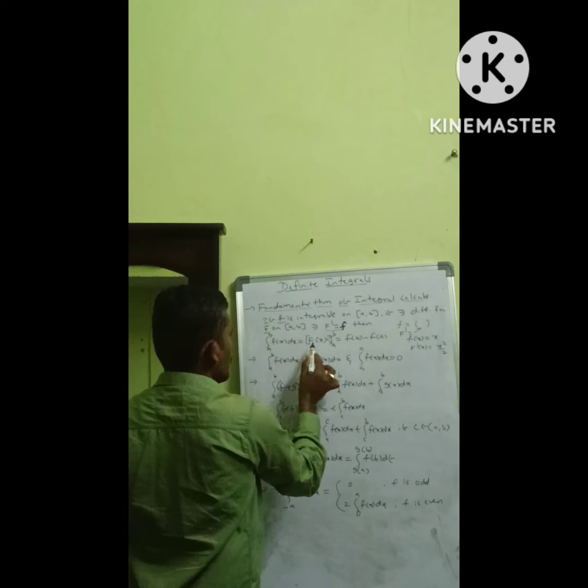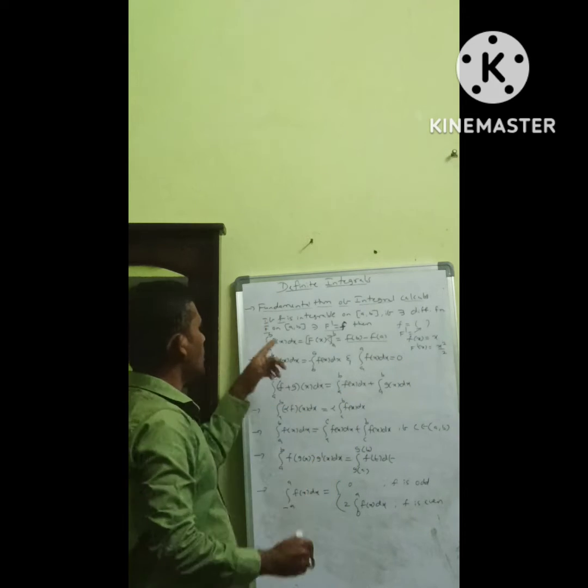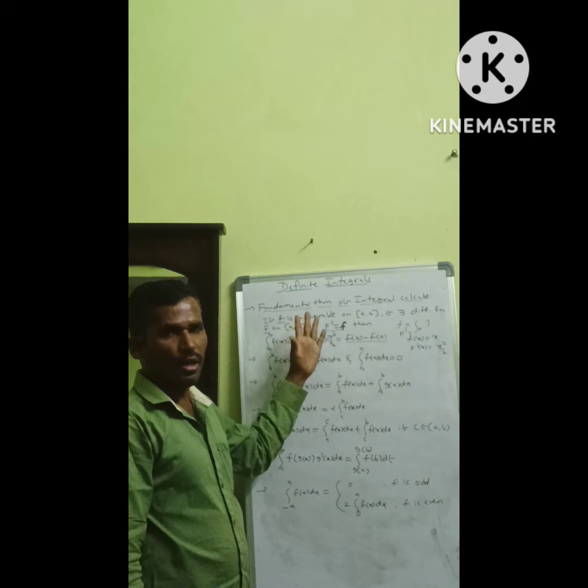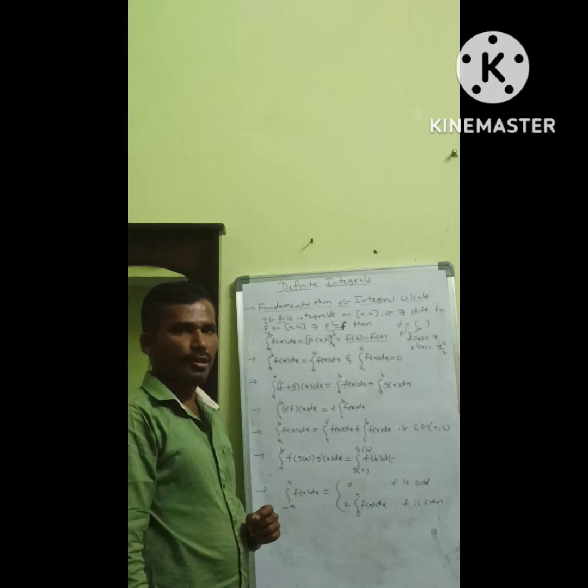f of x dx equals F of b minus F of a. So with the use of this fundamental theorem we can solve any problem. In the last class also we solved by limit of a sum.